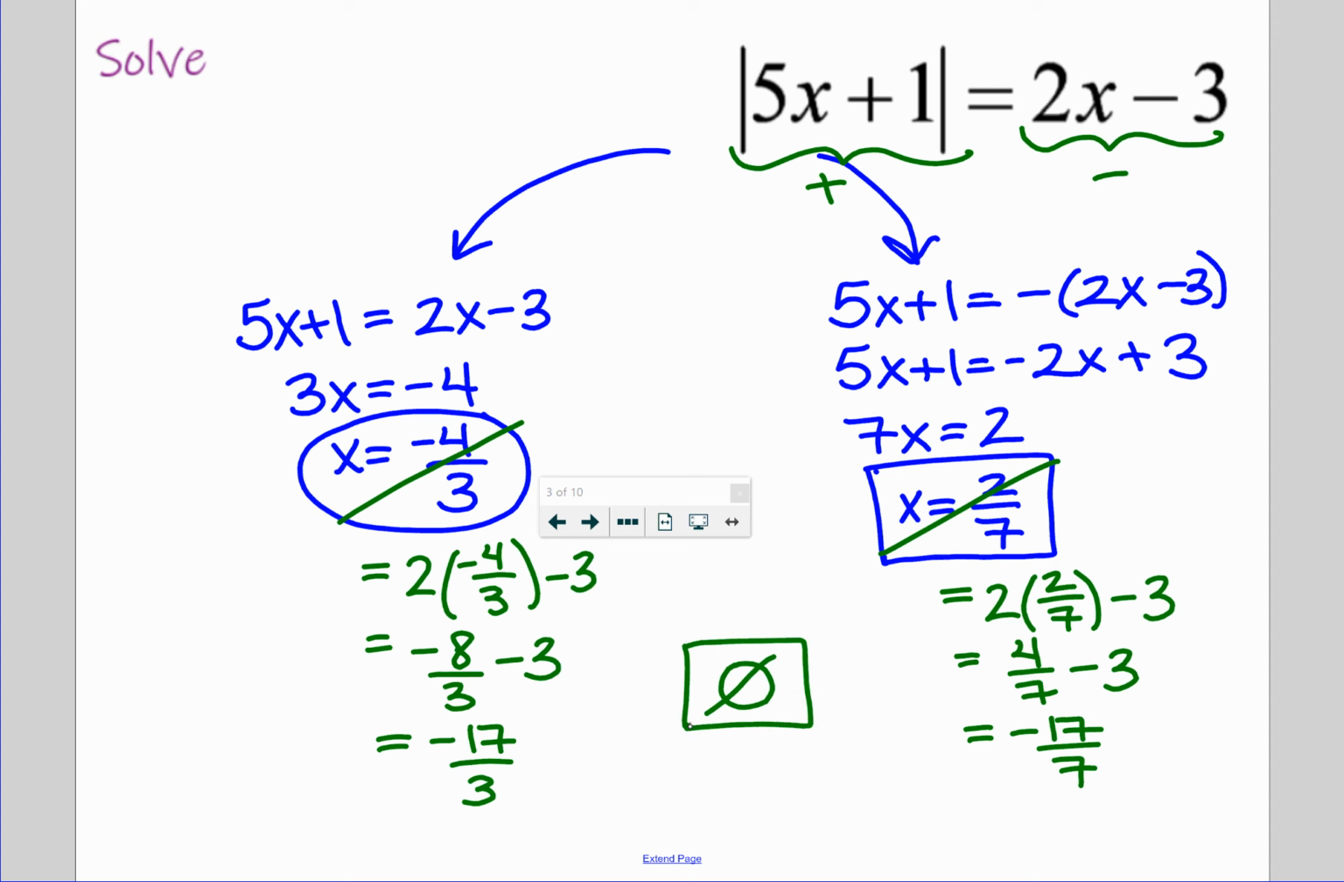So definitely worth it, especially when there's an x on the right side of those absolute value equations, that's when this can happen, plugging those answers back in and seeing if it makes sense for the equation that you have.